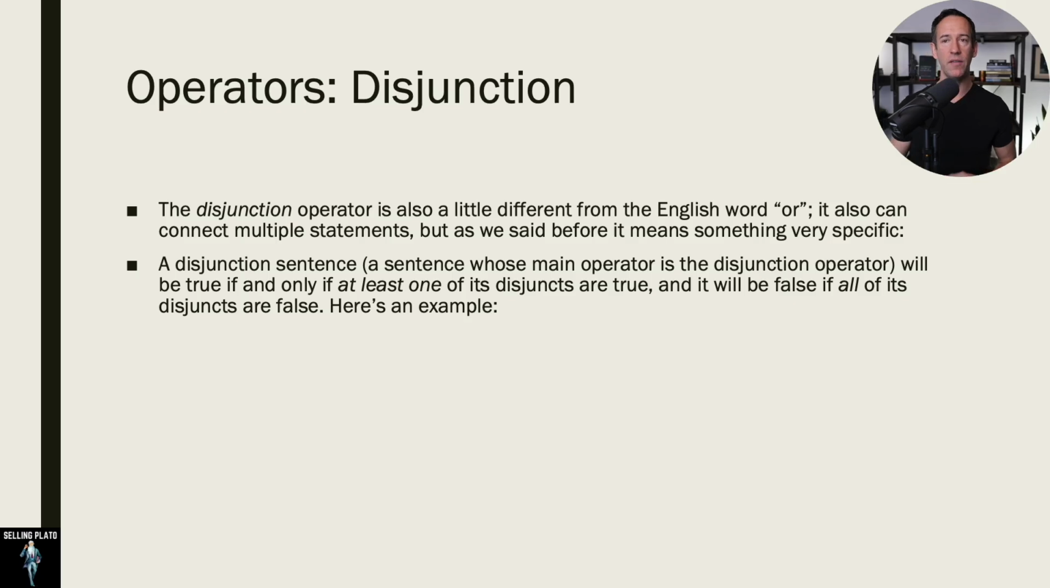So for our language, a disjunction sentence, a sentence whose main operator is the disjunction operator, is going to be true if and only if at least one of its disjuncts is true. And it's going to be false if all of its disjuncts are false.